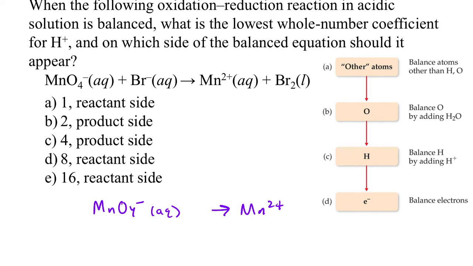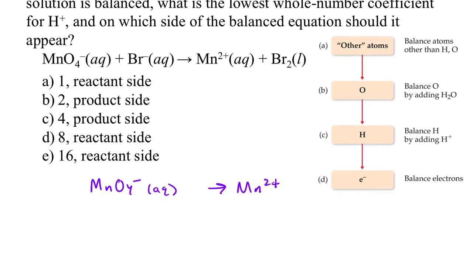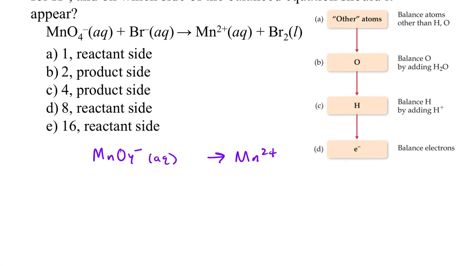The other half reaction is going to be Br minus forming Br2 in the liquid phase. So again, just taking those elements that are not oxygen and hydrogen, separating those out so they match in the half reactions.